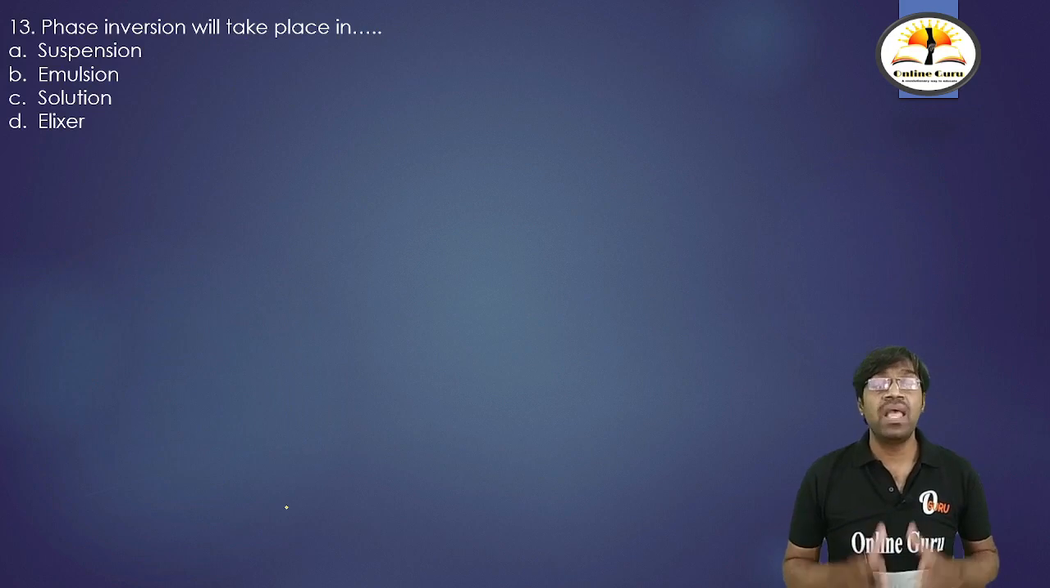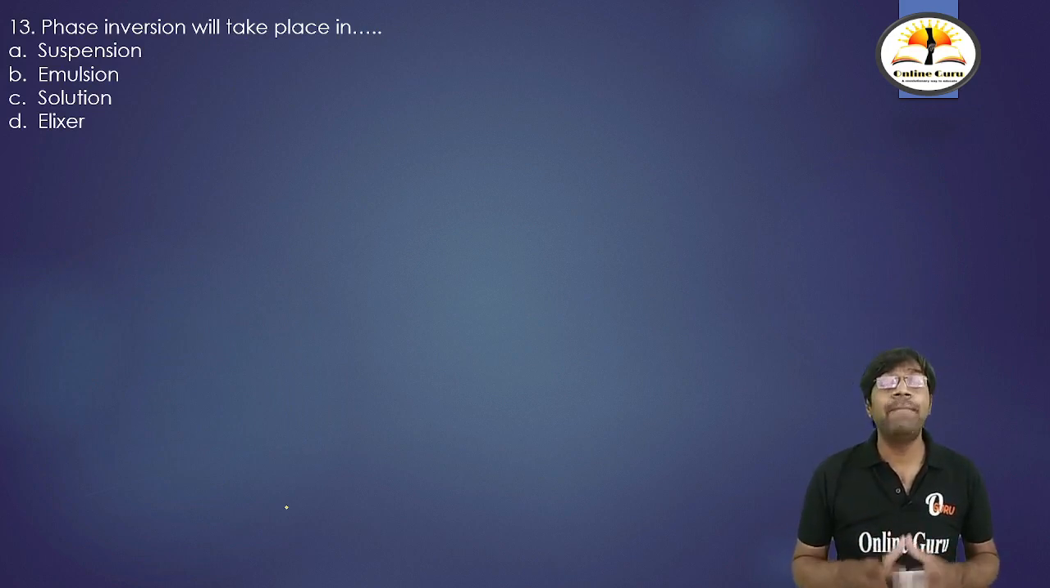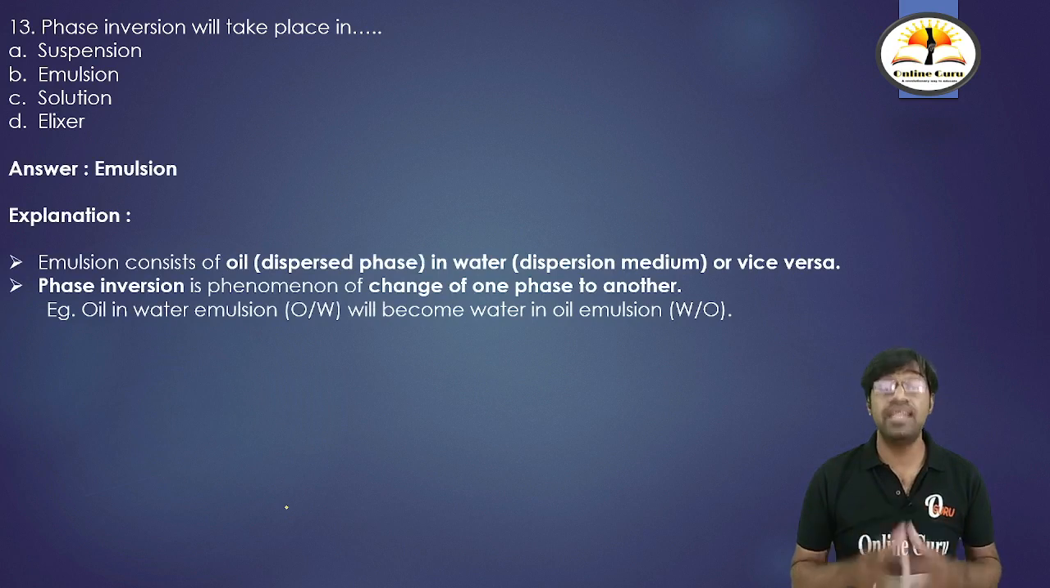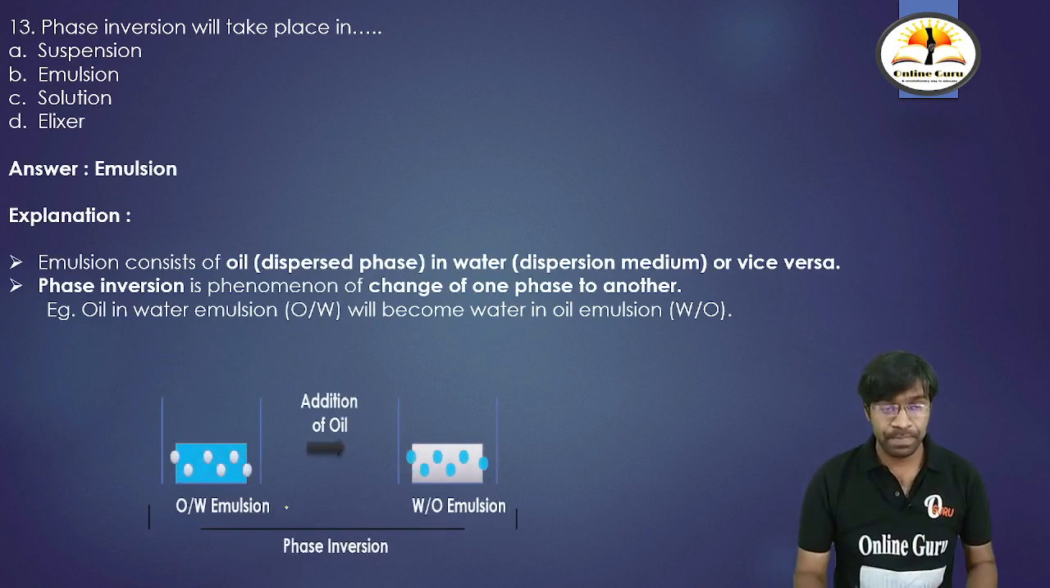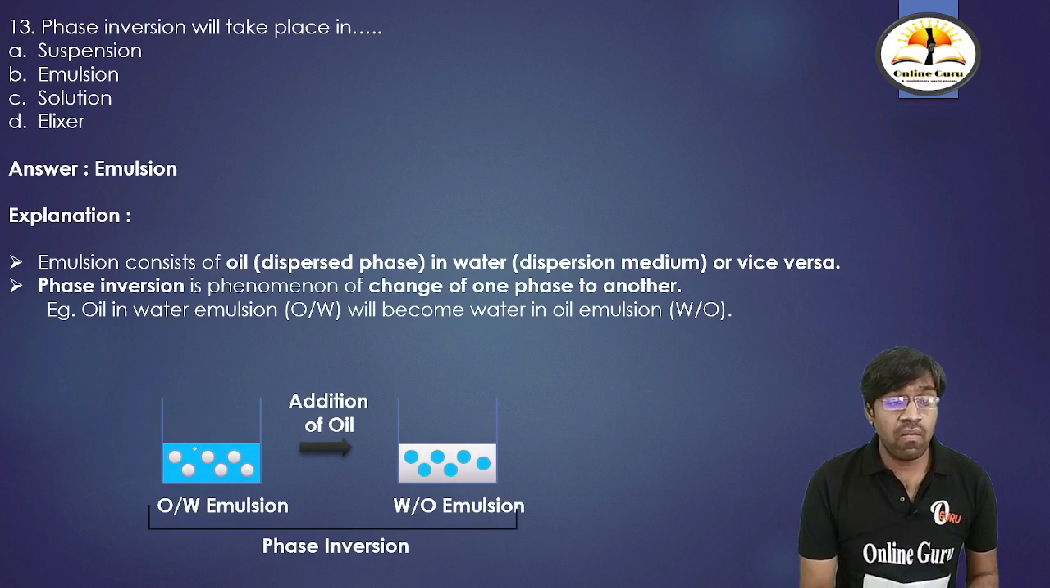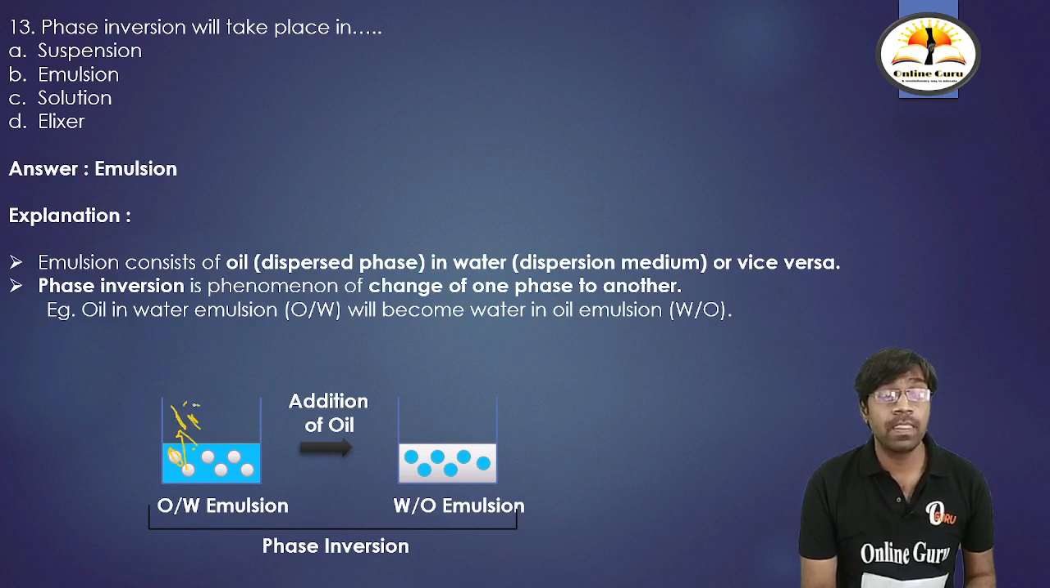Then the 13th question, phase inversion will take place in A, suspension, B, emulsion, C, solution, D, elixir. The correct answer is emulsion. See here, this is an oil in water emulsion, the oil droplets are the dispersed phase and this water is the dispersion medium. When we add an excess of dispersed phase, that is oil, to this oil in water emulsion, what will happen? There is a conversion of this emulsion to a water in oil emulsion.